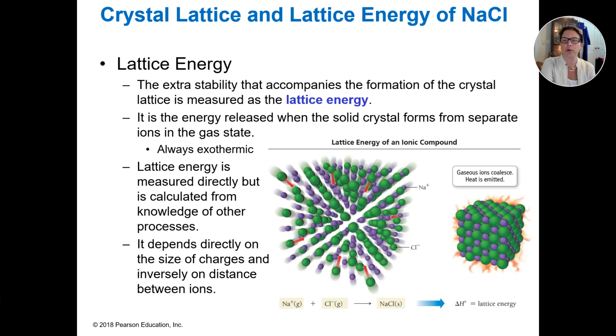So this is a good example of a crystal lattice structure. Literally think of the lattices that climbing plants grow on, like you can buy at Lowe's or Home Depot. That's kind of the structure they form. So lattice energy cannot be measured directly, but it's calculated from other processes.